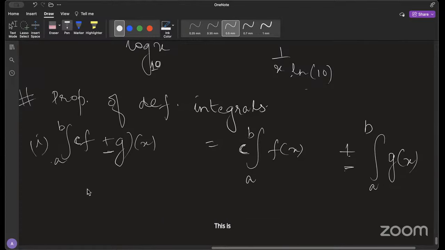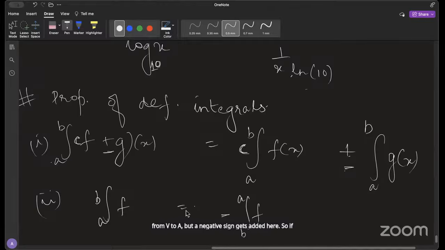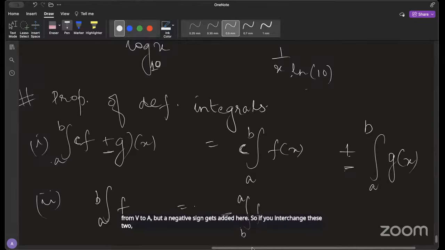This is one property. Then the other one is, if you change these two limits, the integral from A to B of F is the same as the integral from B to A of F, but a negative sign gets added here. So if you interchange these two, a negative sign will be introduced.